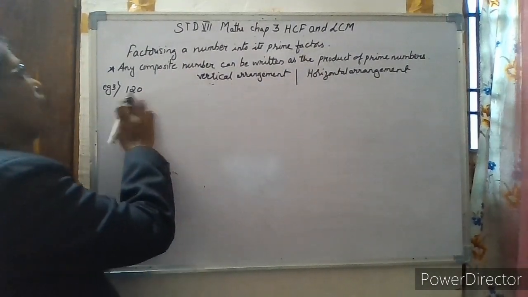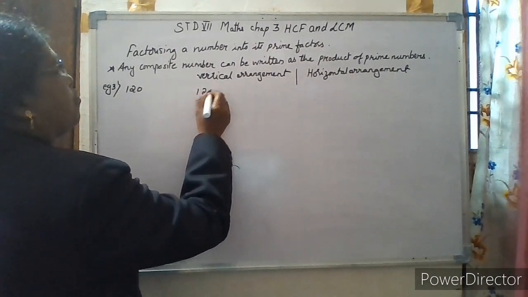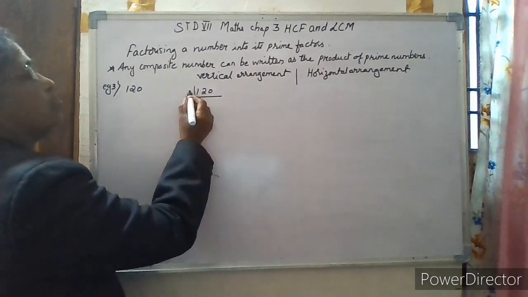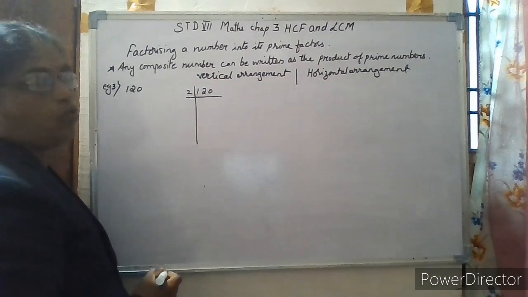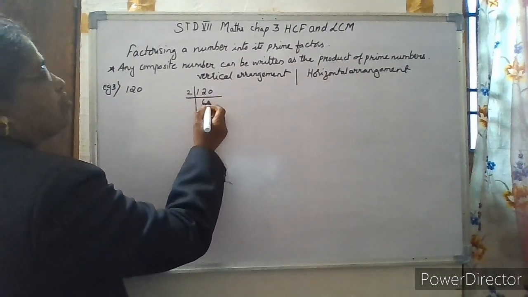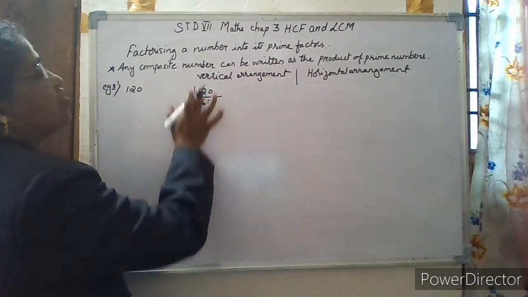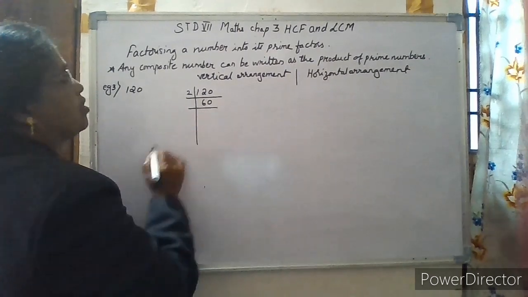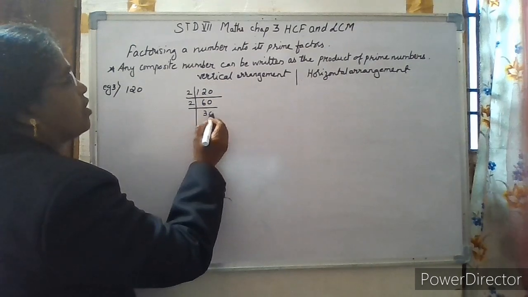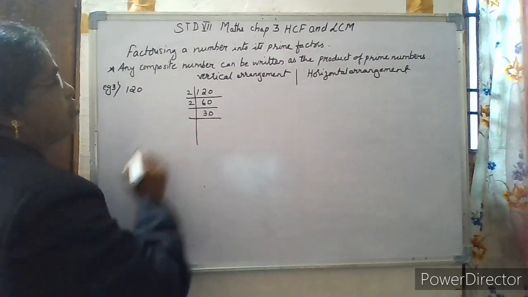Now example 3, I have taken 120, a 3-digit number. So 120 vertically. This is divisible by 2. So 2 6s is 12. This 0 bring down as it is. That means 2 6s is 120. This is divisible by again 2. 2 30s is 60. 2 3s are 6. 0 will come down as it is.